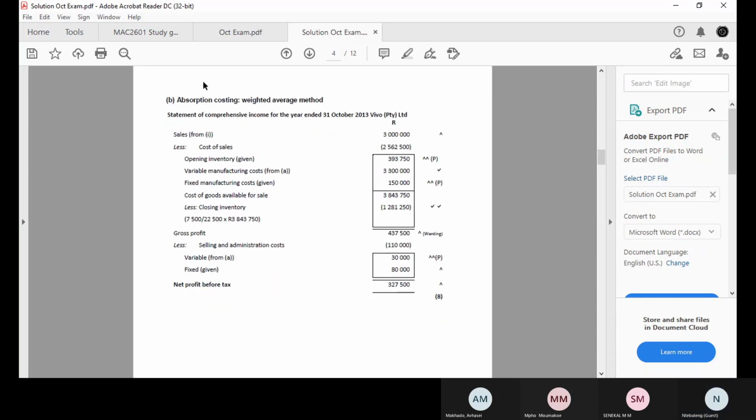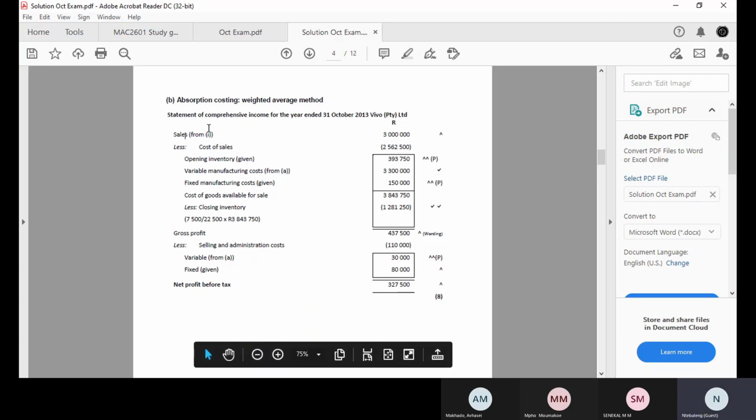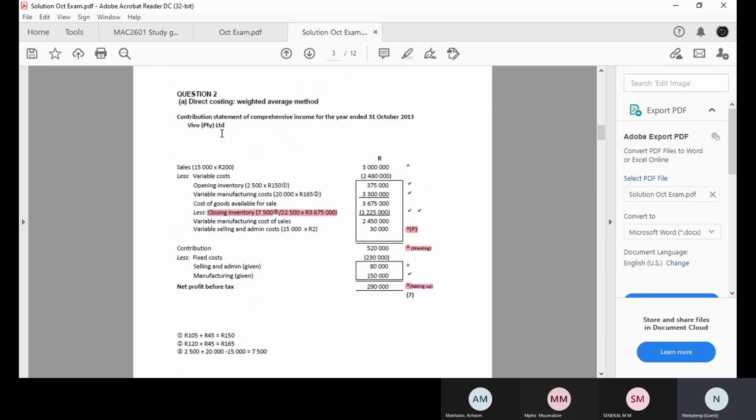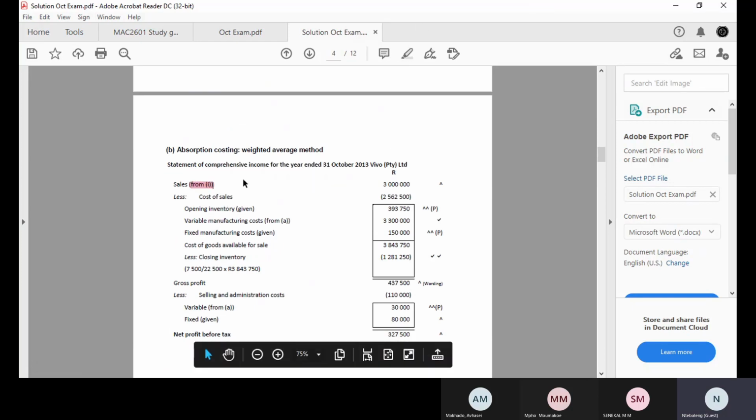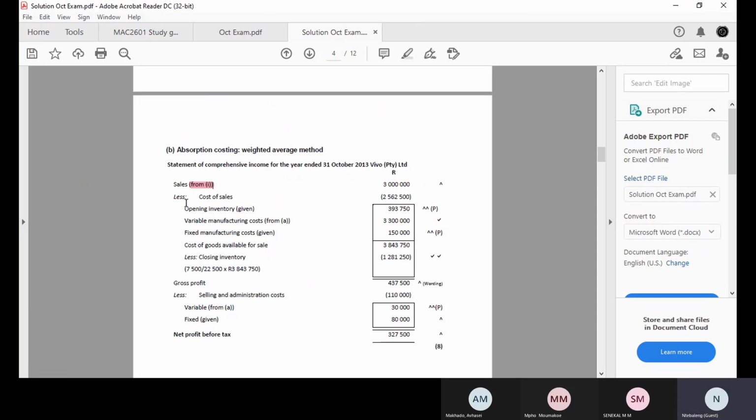Okay. Let's look at the absorption weighted average method. So sales is exactly from A. You don't have to show the calc. You can say from A. You see certain things like that help you with time. If you did multiply by 200, that's a lot of time. So you can say take it from A because it's all part of one question, if it's going to be the same. So you say take it from there. So you get a principal mark there.